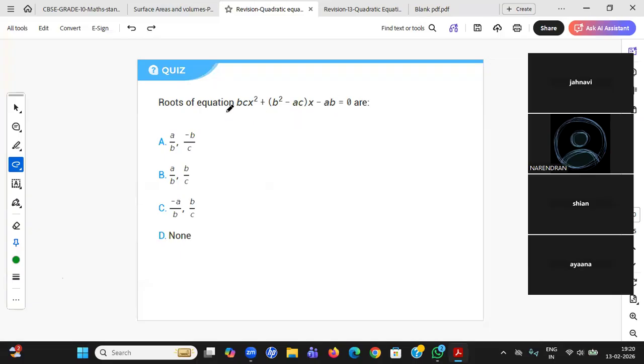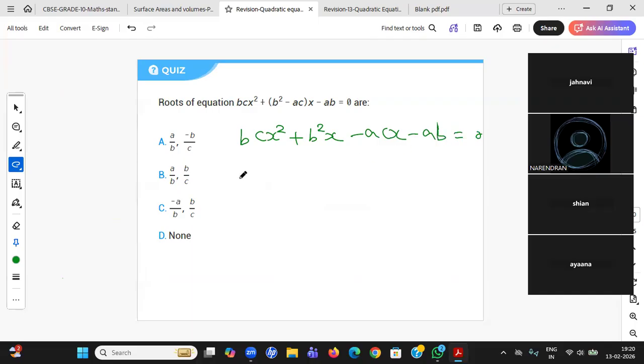Yes, Harshini, can you do this by middle term splitting, or should we go for the quadratic formula only? Sir, we can. Okay, how, beta? Now we multiply x, that means b square x? Yes, sir, and then minus acx minus ab. We can take common.